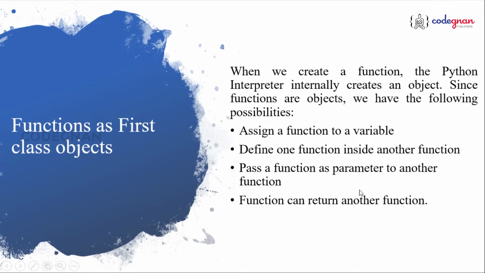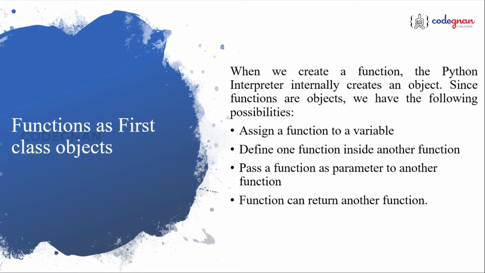So we have understood the first two properties, right? We have understood how a function is assigned to a variable, and we have also seen how we define one function inside another function. Now let's understand the third property: how we can pass a function as a parameter to another function. Function, parameter, don't get confused. It will be very much easier.